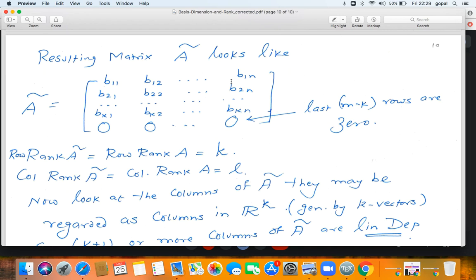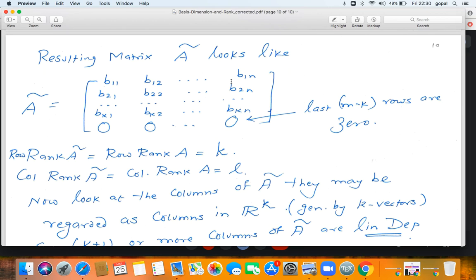But we have just seen that performing a row operation will neither alter the row rank nor the column rank. So the row rank of A tilde is the same as the row rank of A, which is K. The column rank of A tilde equals the column rank of A, which is L. So now we concentrate our attention on A tilde. Look at the columns of A tilde. The columns of A tilde can be regarded as vectors in R^k. Isn't that so? Because the last m minus k entries are 0. So effectively, I can think of the columns of A tilde as being vectors in R^k.